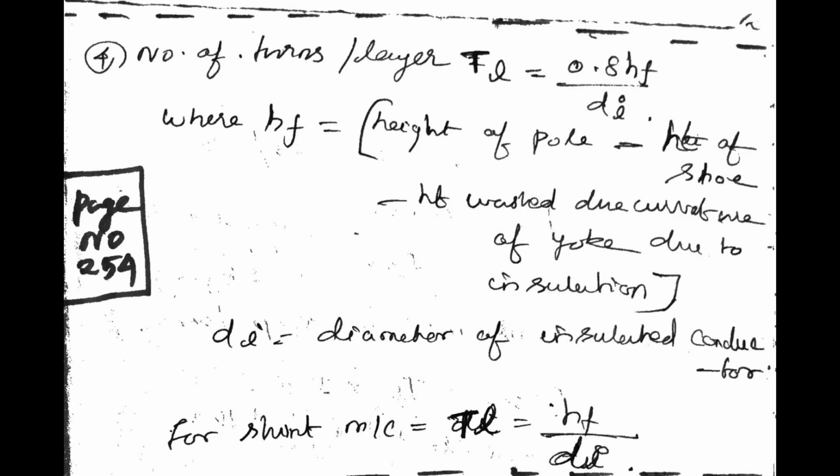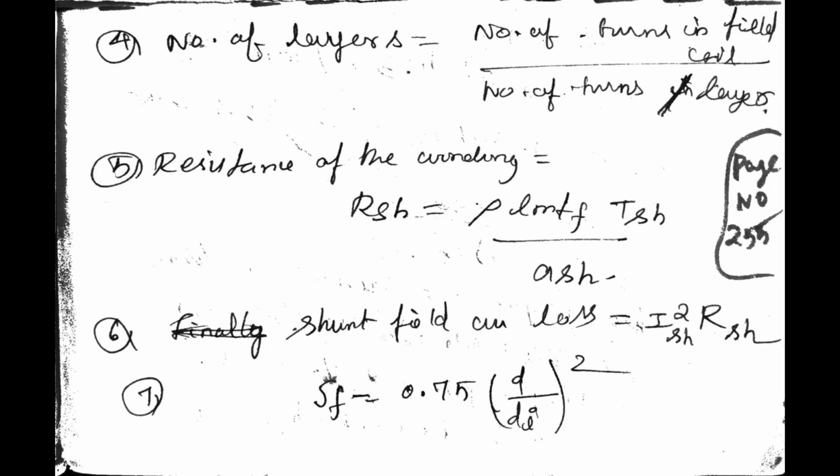Design of shunt field winding. Fourth topic, number of turns per layer. TL is equal to 0.8 HF divided by DI, where HF is equal to height of pole minus height of shoe minus height wasted due to curvature of yoke and due to insulation. DI is equal to diameter of insulated conductor. For shunt machine, TL, that is number of turns per layer, is equal to HF divided by DI.